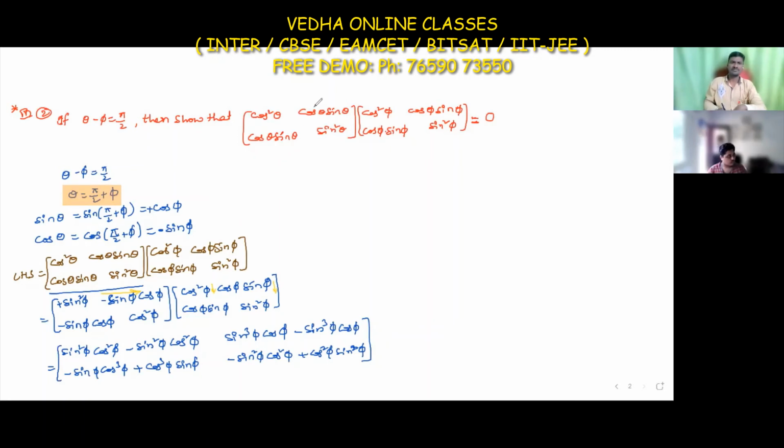Once you observe this, both are the same, positive and negative cancel, so all the terms get cancelled. So finally we are getting 0, which is equal to RHS. Hence proved, and the required answer is proved.